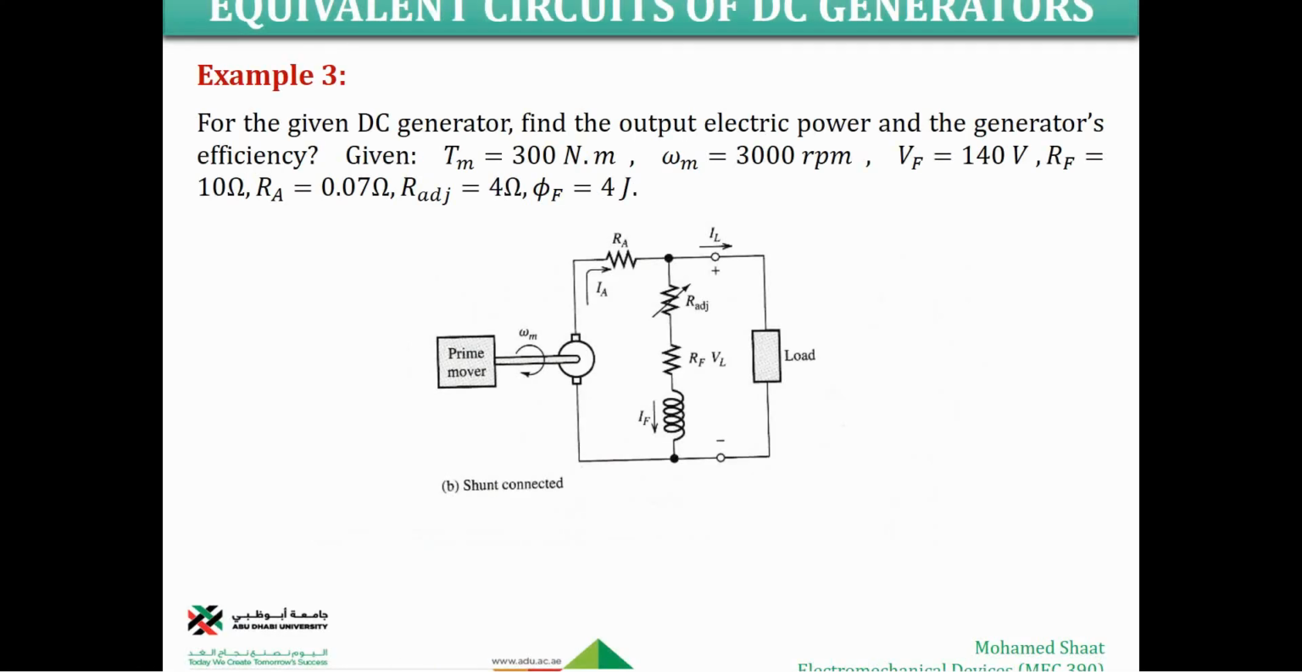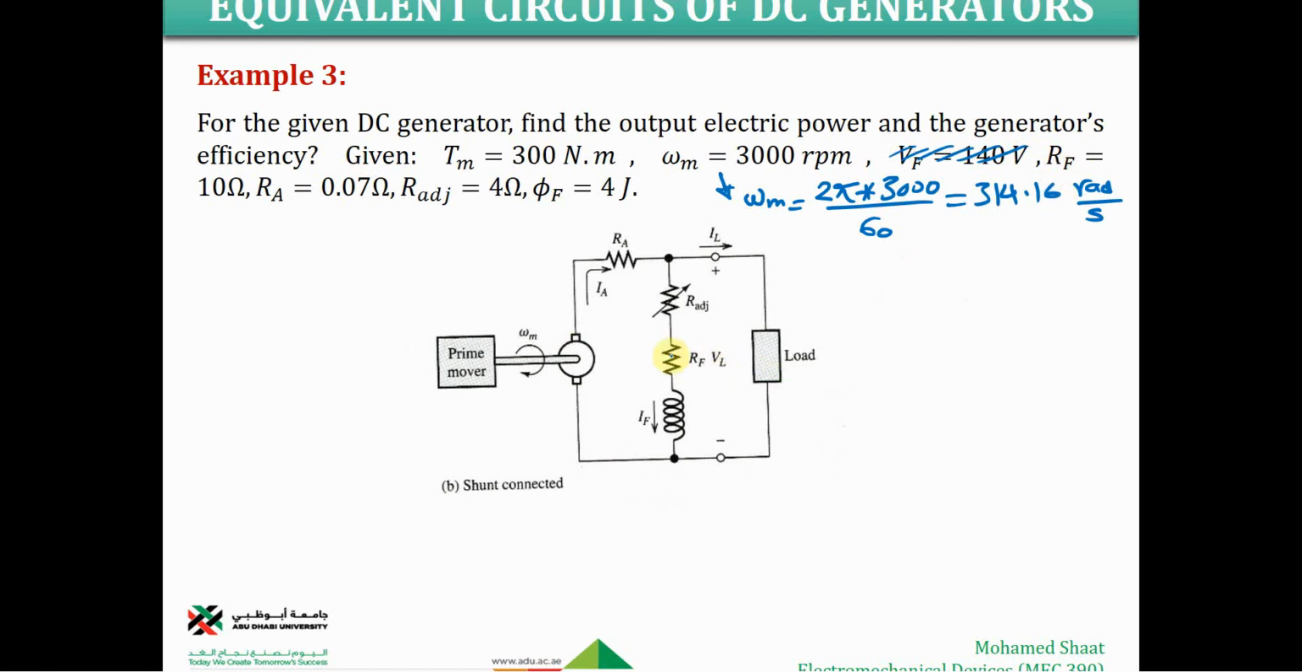So for this electrical generator, for the given DC generator, find the output electric power and the generator efficiency for given Tm and omega m. With this value, it is still 3000 RPM, so I have to convert it. So omega m will be 2 pi times 3000 divided by 60, right? This gives us 314.16 radians per second, and we still have the VF, the same voltage. Actually, there is no VF here. It shouldn't be here because I used the same inputs.